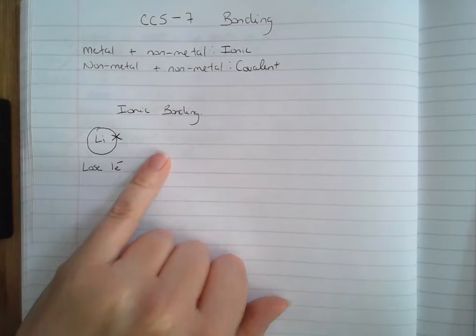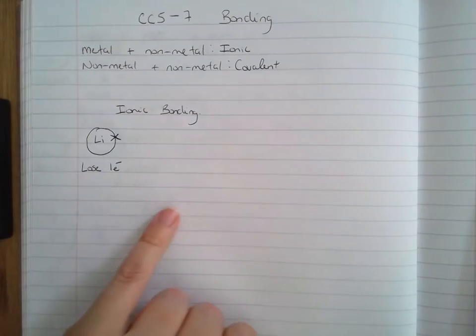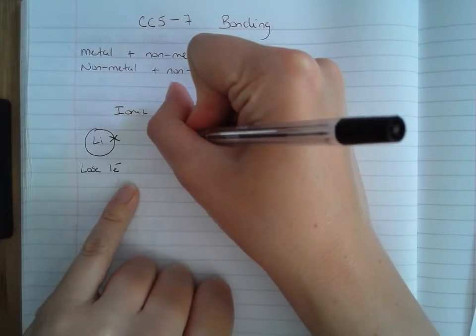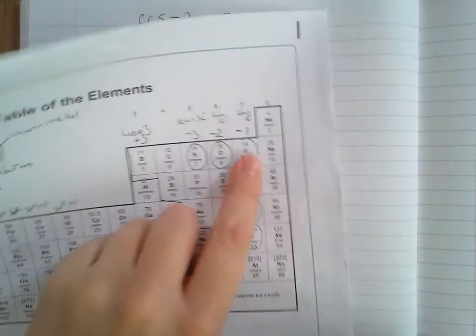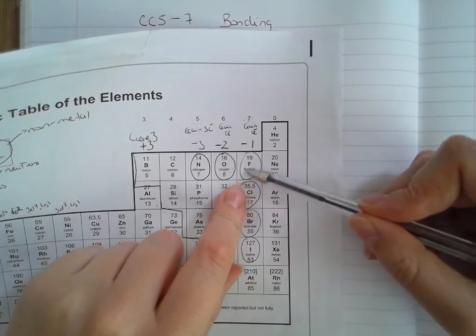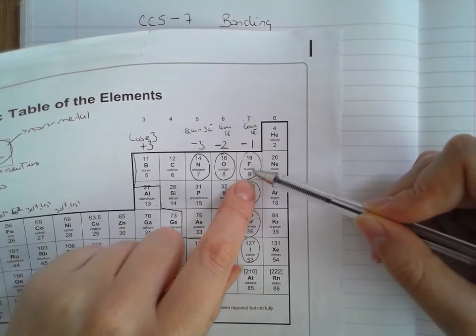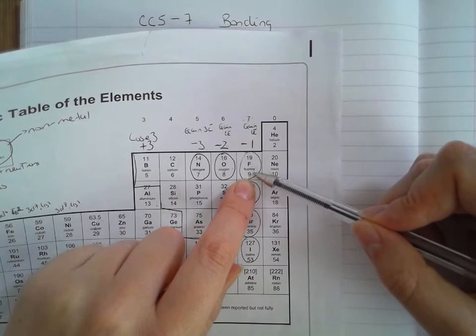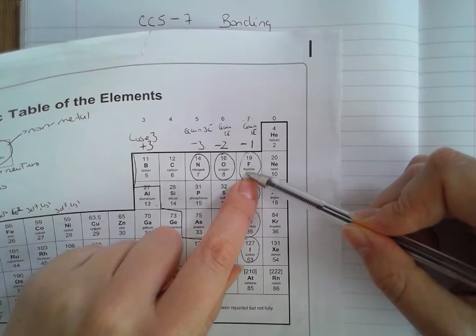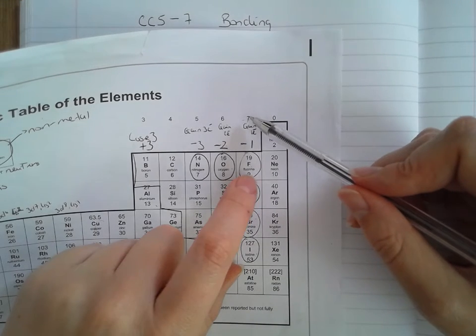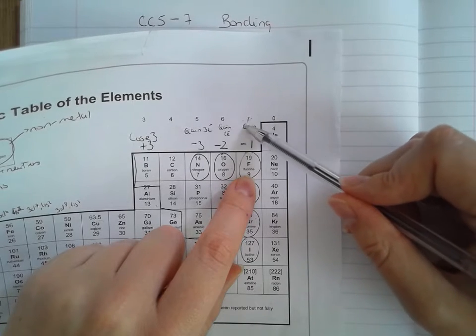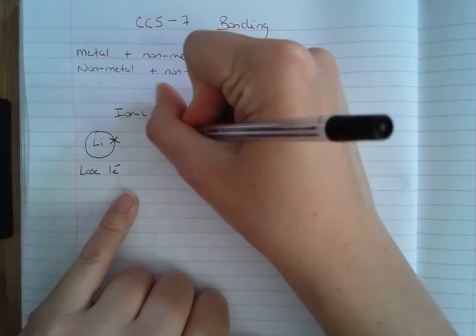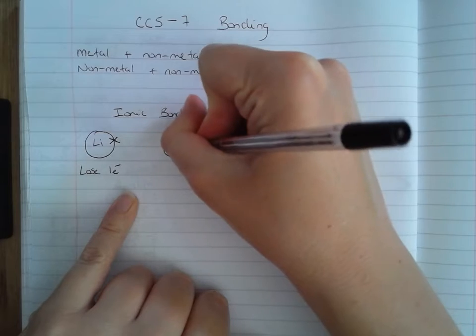Okay? I'm going to draw lithium reacting with a non-metal. The non-metal I'm going to choose is fluorine. Okay, fluorine is over here, and I can see that it's got 9 electrons in total. But again, I only care about the electrons in the outer shell. So instead of drawing all 9 electrons, I'm just going to draw 7. How did I know that fluorine has 7 in the outer shell? Because it's in group 7. And if it's in group 7, there are 7 electrons in the outer shell. So I'm going to draw 7 electrons for fluorine.